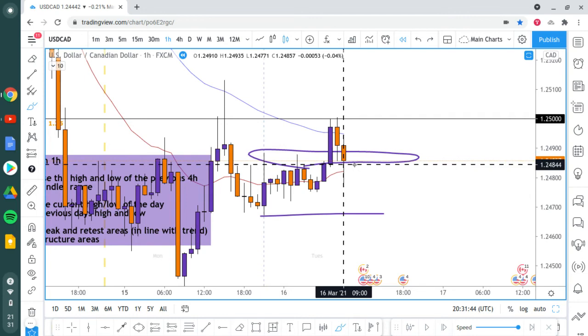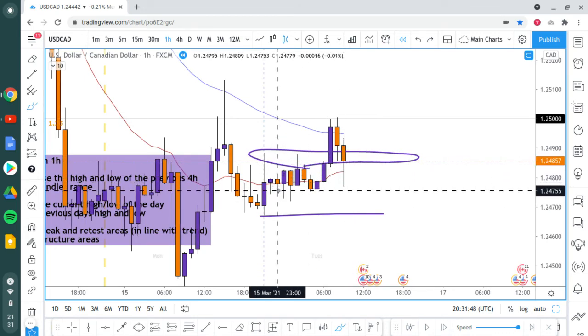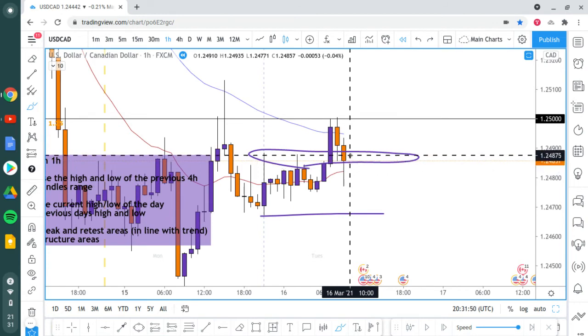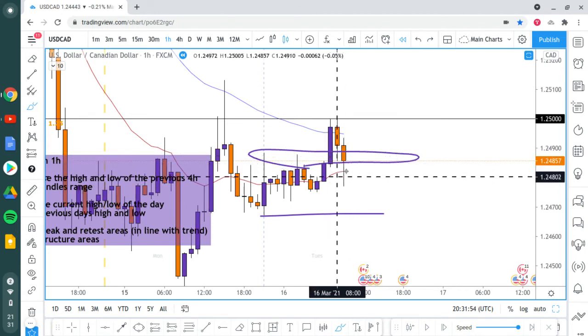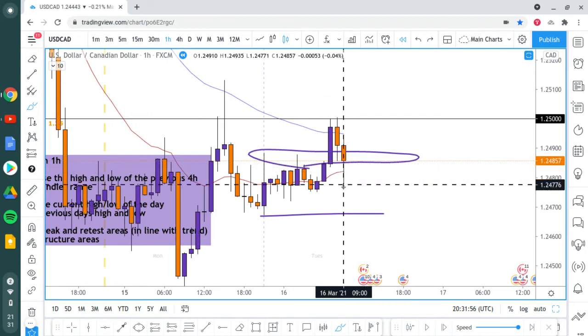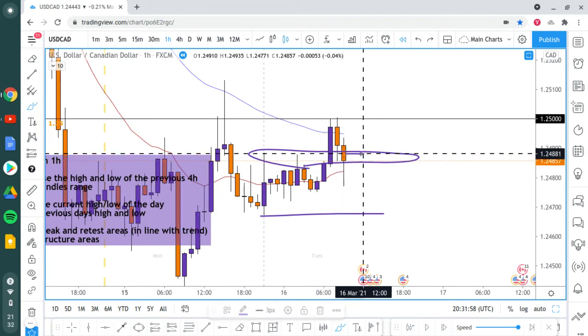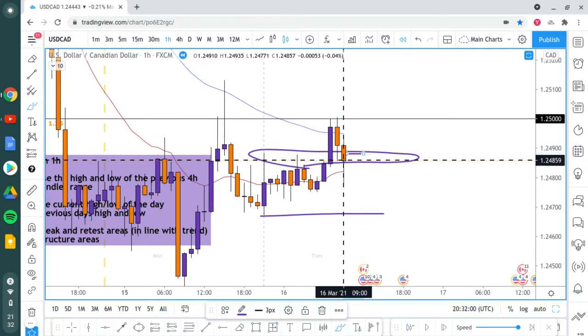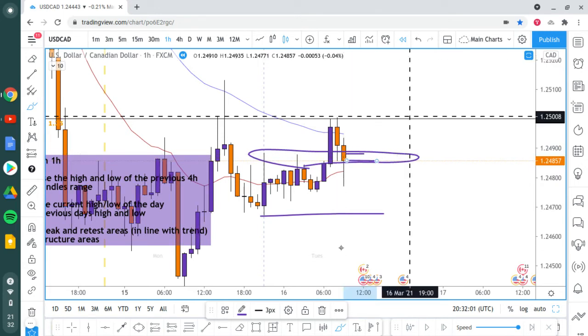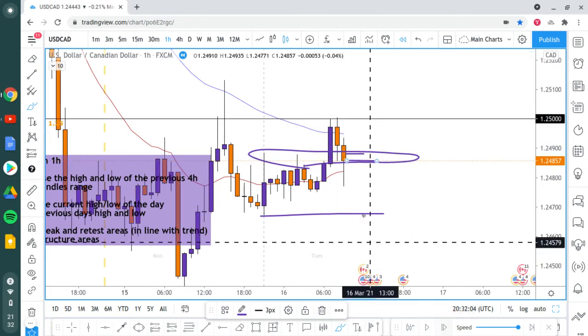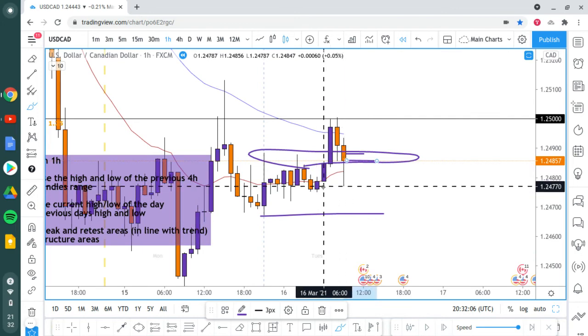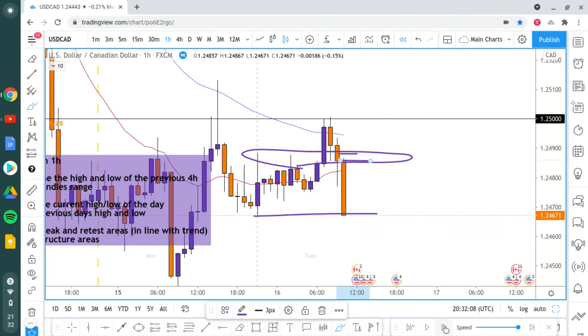What do I expect in this next 1 hour? Well, we've got a rejection from this support area. Still closed bearish, so I would say we are more than 50% of a pullback now. So somewhere around this area would make sense for shorts to then fill the wick and see how price reacts at these lows.